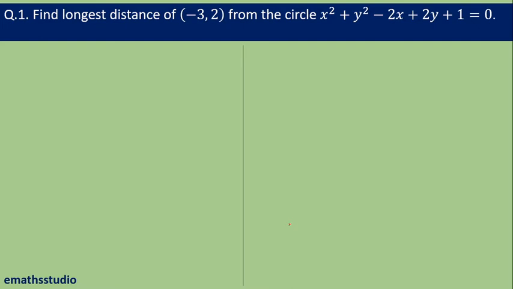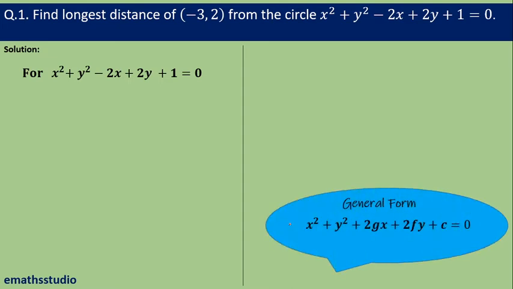The question is: find the longest distance of (-3, 2) from the circle x² + y² - 2x + 2y + 1 = 0. So here I start with the solution. First of all, I am comparing the given equation with the general equation of the circle, x² + y² + 2gx + 2fy + c = 0. From this comparison, 2g is -2, so g becomes -1. 2f is 2, so f is 1. And the constant c is 1.